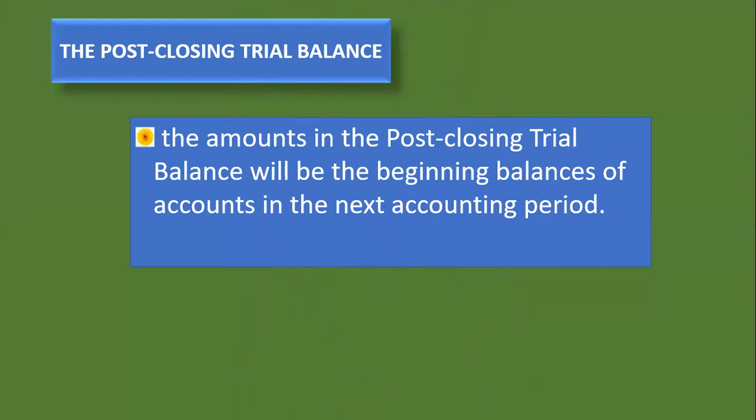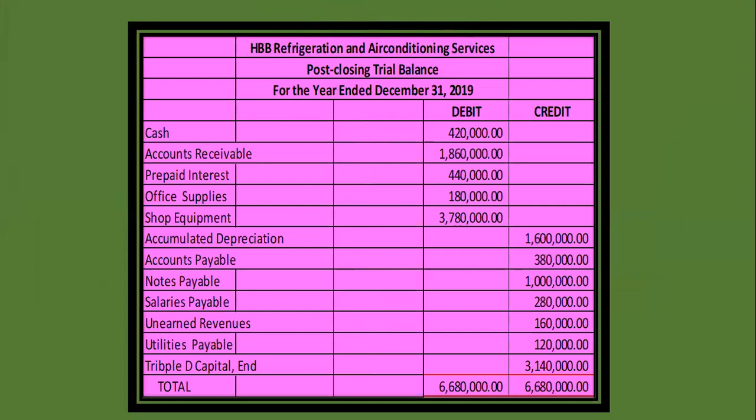Next, we need to prepare the post-closing trial balance. So the amounts in the post-closing trial balance will be the beginning balances of accounts in the next accounting period. Okay. So this is how you prepare the post-closing trial balance. So again, you have the heading. And then what you will do is just make your balance sheet into trial balance format. So you have from cash to capital. So no more nominal accounts, because it's after we do our closing entries. So what remains are real accounts or balance sheet accounts.